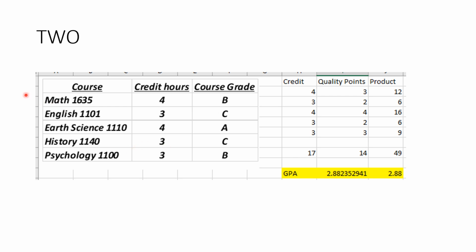Number 2, you were to compute the grade point average. For each course, you're going to take the credit hours times the grade: a B is 3, a C is 2, an A is 4, there's another C, and there's another B. We multiply across the credit hours times the quality points associated with the grade to get the product. We add the products up, getting 49, and we divide by the number of credit hours. So you add up the credit hours, add up these products, and 17 goes into 49, and your answer should have been 2.88.